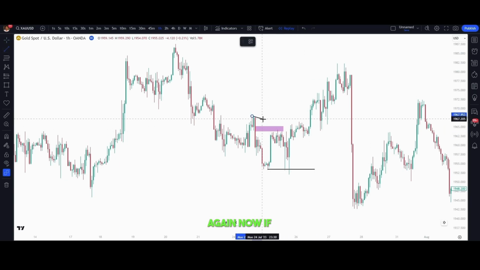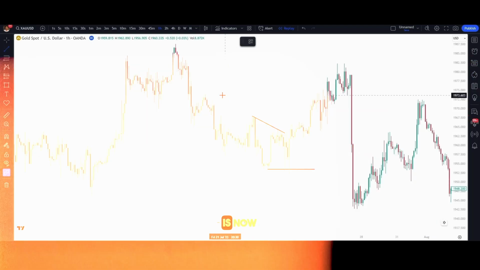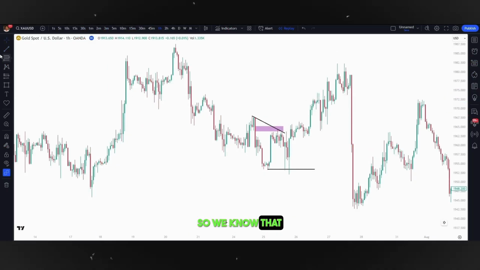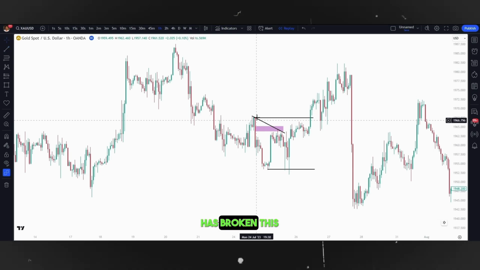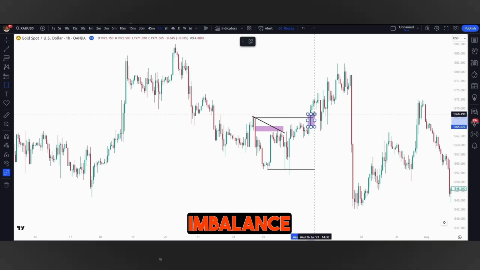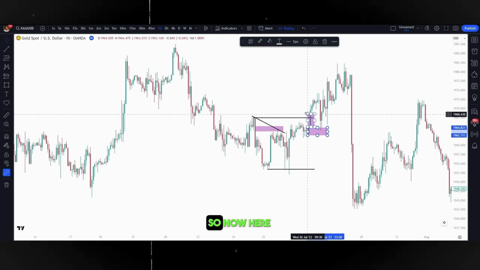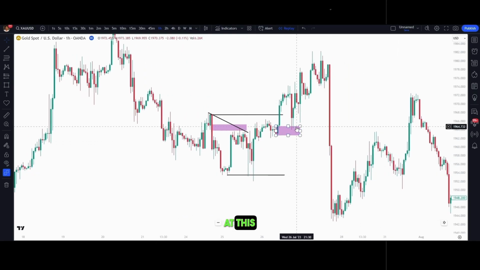Again, now if this is fulfilled, all this is now liquidity. So we know that now this is a perfect change of character because there is a liquidity sweep and now price has broken this high and there is also clear imbalance over here and there is an order block. So now here we can enter at this order block for buy side.